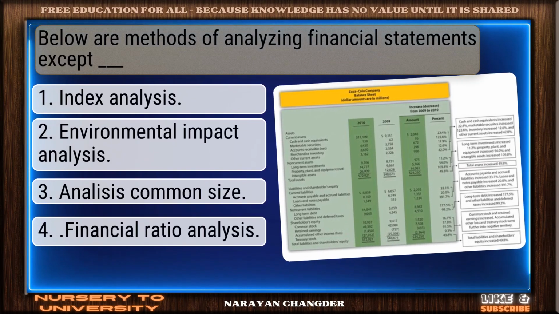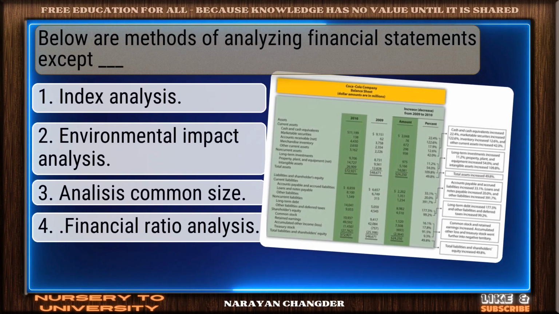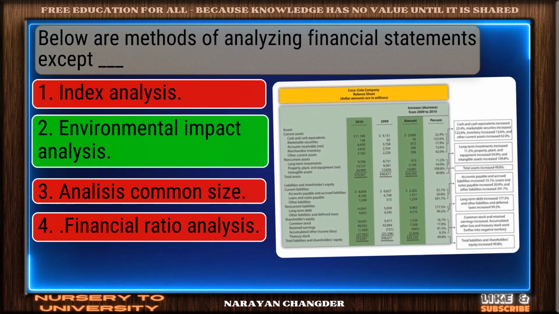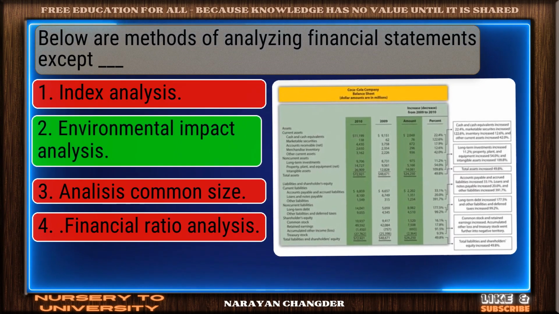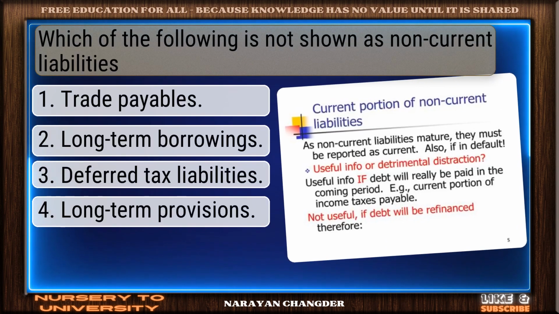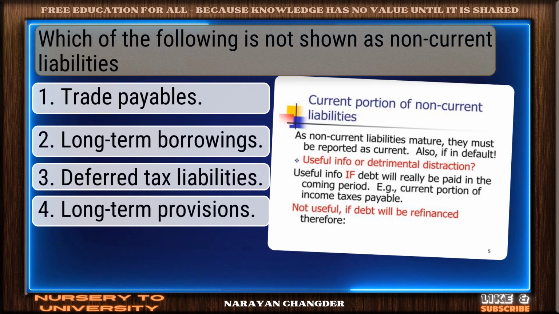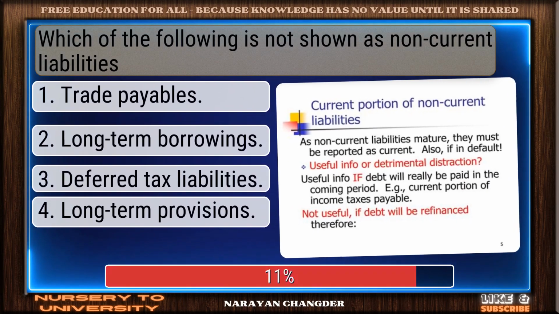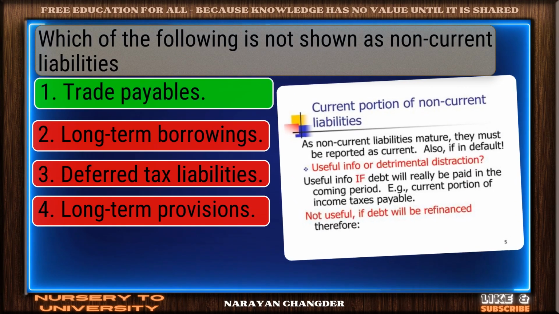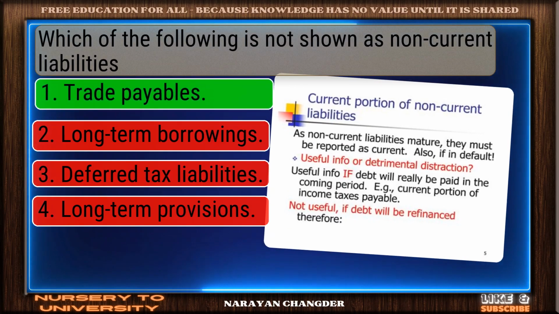Below are methods of analyzing financial statements, except dash. Smart move. Environmental impact analysis is an accurate answer. Which of the following is not shown as non-current liabilities? Valid point. Trade payables is true.